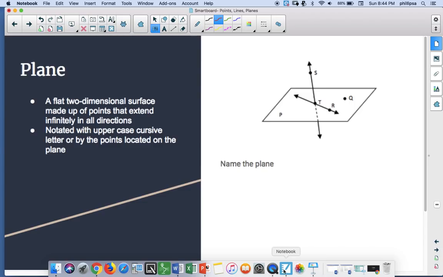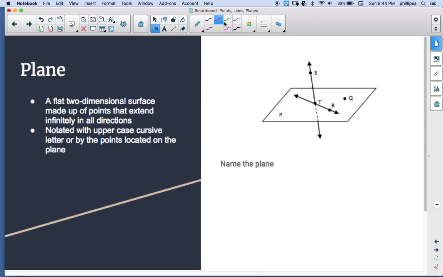Okay, so let's start talking about a plane. A plane is a flat two-dimensional surface. It's made up of points that extend infinitely in all directions. We notate a plane with an uppercase cursive letter or by the points located on the plane. Sometimes the uppercase is not always cursive, but it should be.